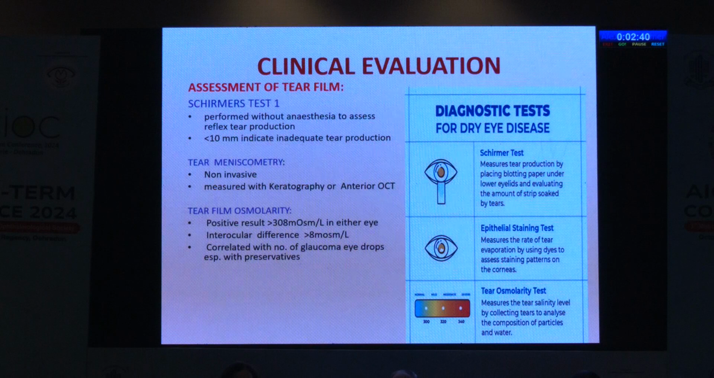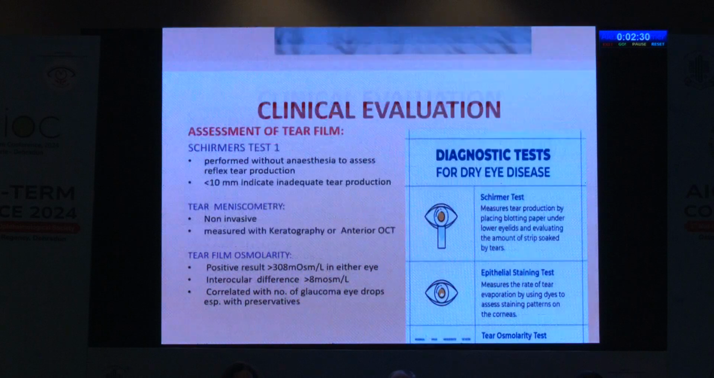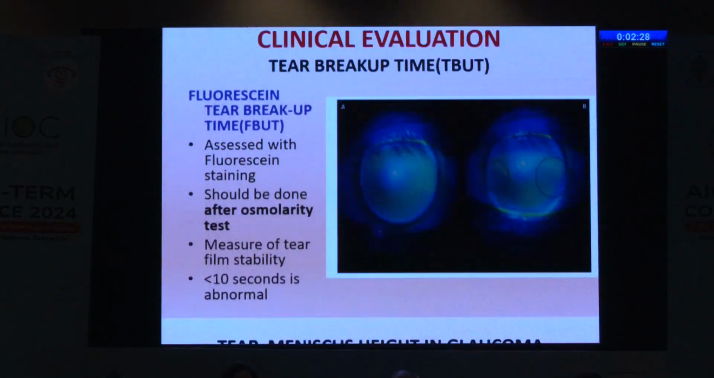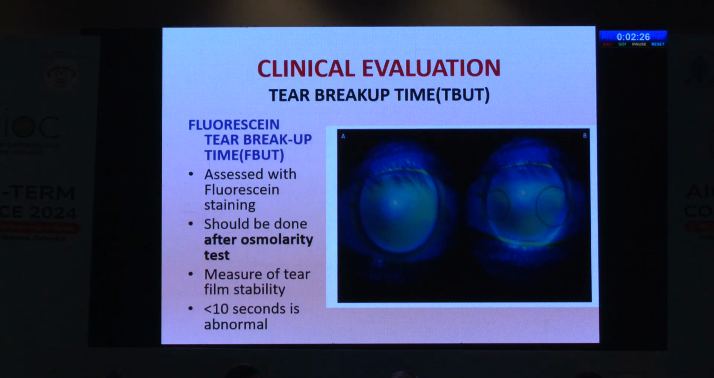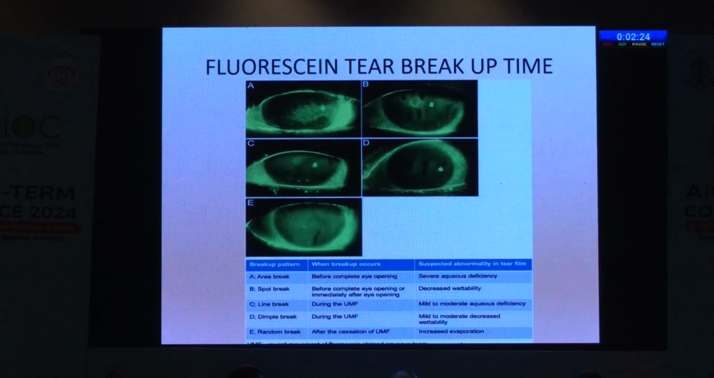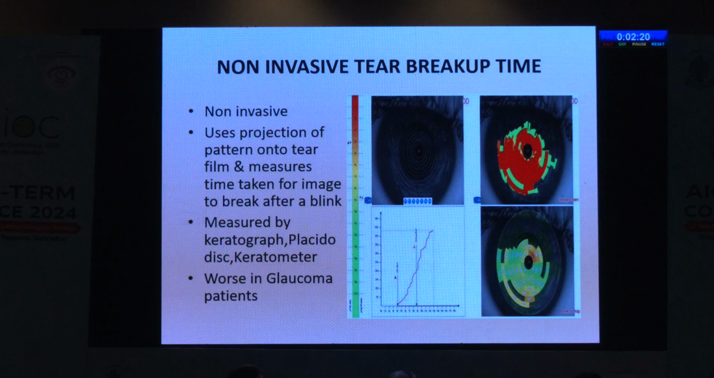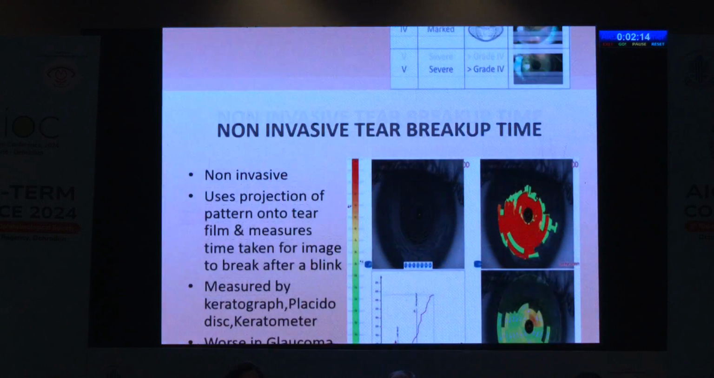A detailed clinical evaluation of each and every patient of glaucoma should be done in OPDs through tear film assessment by Schirmer's test, tear meniscometry, tear film osmolarity, and tear meniscus height. Then fluorescein tear breakup time should be assessed, and it helps in assessing the degree of aqueous deficiency. The non-invasive tear breakup time, also through keratograph, placido disc, or keratometer, has been found to be worse in glaucoma patients.